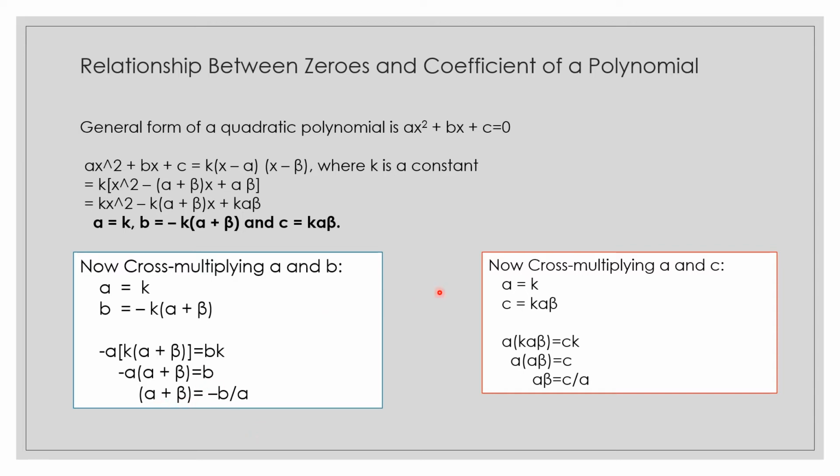And now we can also establish another relationship, that is cross multiplying a and c. Now a equals k and c equals k into alpha beta. So on cross multiplying them, we get this equation, and we can see that k and k, LHS and RHS, they both have k in common, so we can cancel them. And now we're going to separate the zeros and coefficient. On separating them, we get alpha beta equals c by a. I hope you have understood till now.